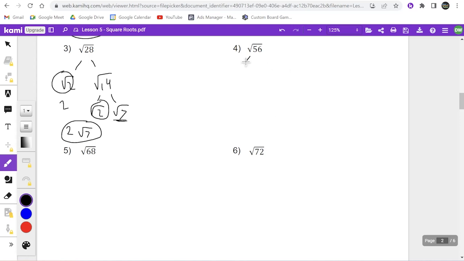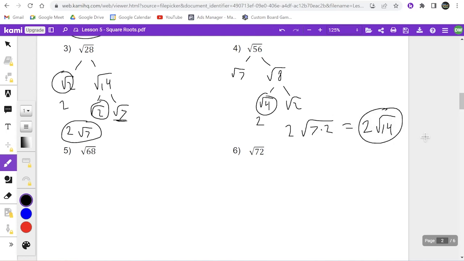Root 56 can be broken down into root 7 and root 8. Root 7 is stuck, but root 8 can be broken down to root 4 and root 2. You can break 4 down if you want, but I also know 4 is a perfect square. It's going to be 2. And then that's it after that. So then the final answer is 2 times the square root of 7 times 2, which can be simplified to 2 root 14. And 2 root 14 is the final answer there.